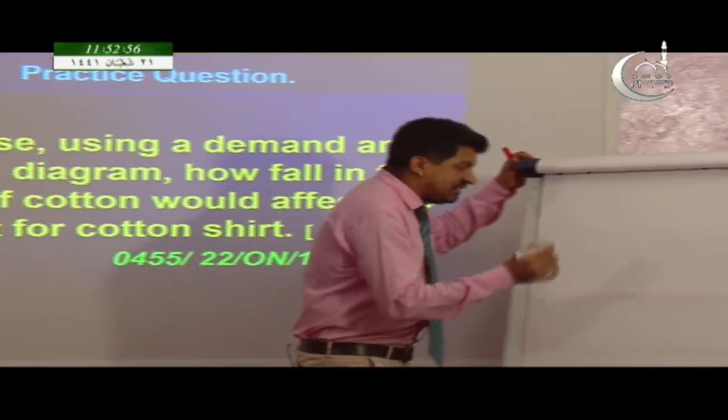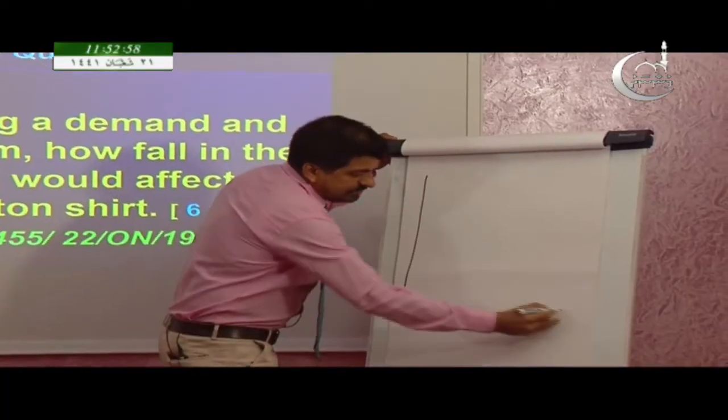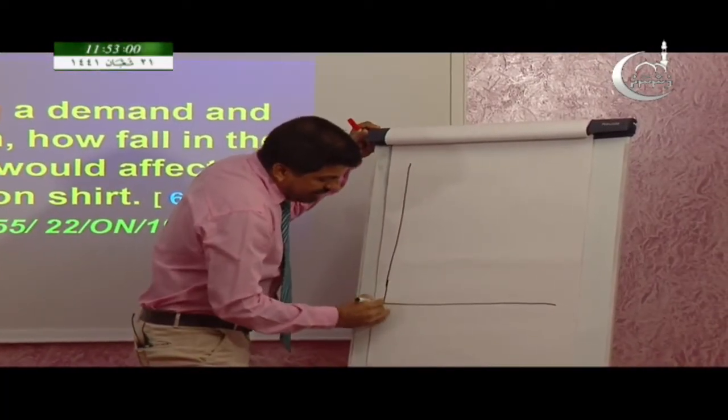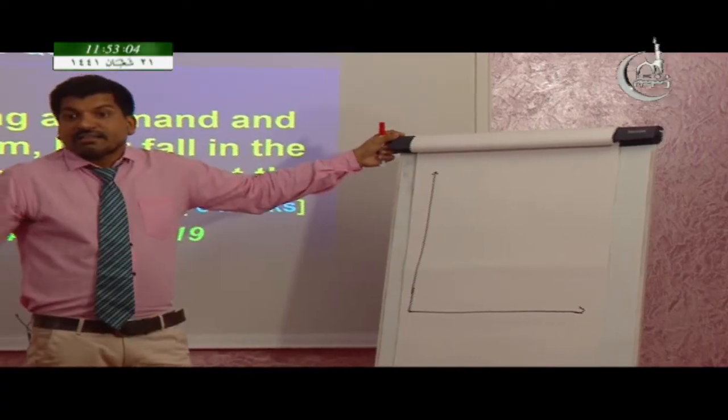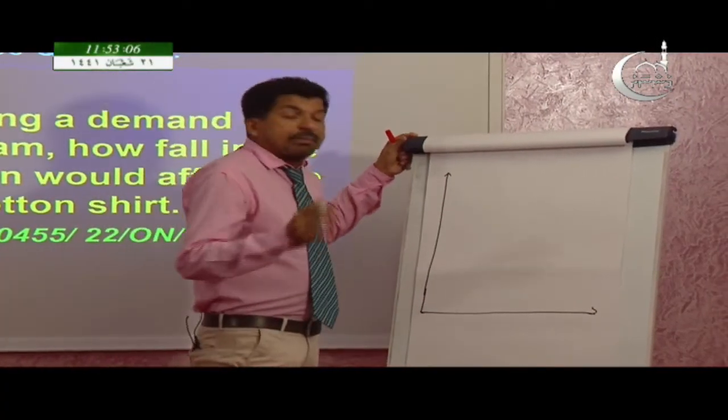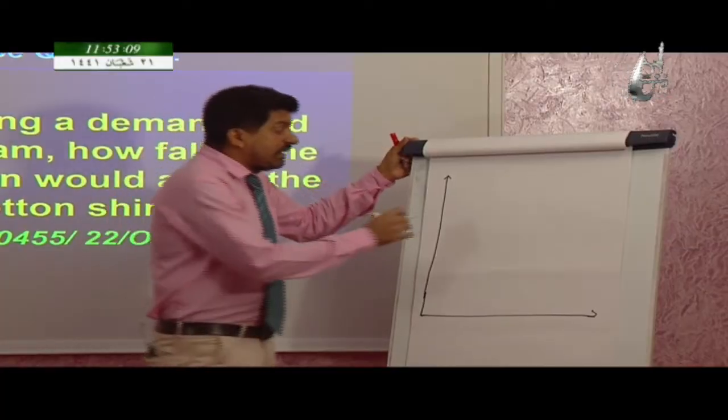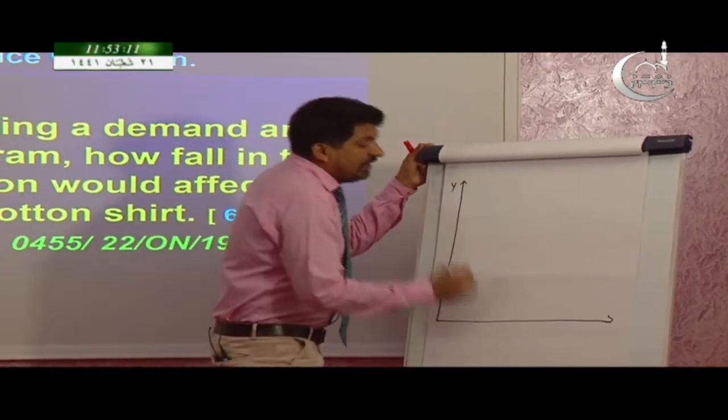So here the first step should be the demand curve and supply curve, with the original equilibrium price and original equilibrium quantity. So here what is happening? Y-axis, x-axis.